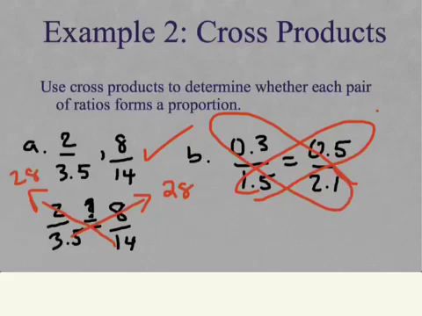On one side, I get 0.75, and on the other, I get 0.63, which clearly shows these are not equivalent. Therefore we do not have a proportion in part B.